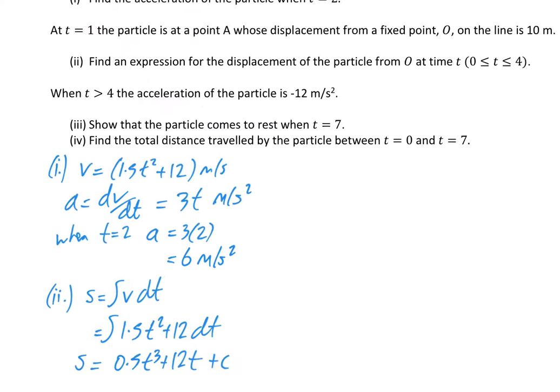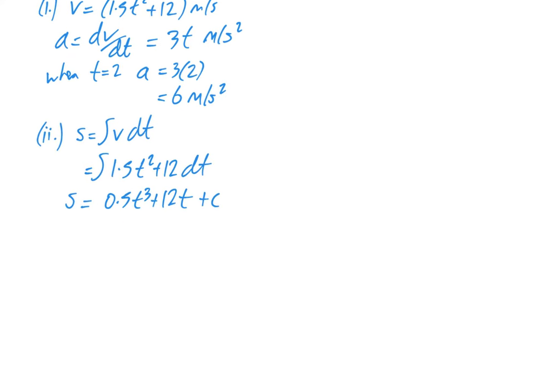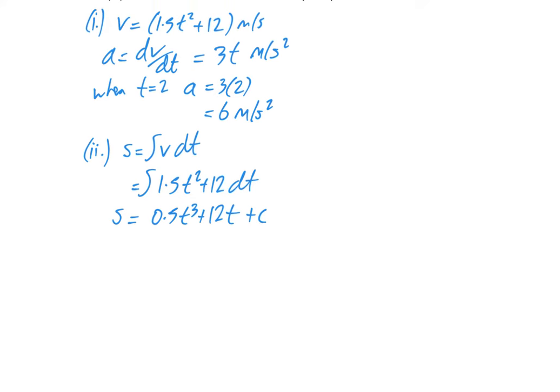And you also know, it tells you in the lead up to the second question, at t equals 0, the particle's at a point A, whose displacement from the fixed point O on the line is 10. So basically it tells you when t is equal to 1, s is equal to 10 is the information you've got. So fire those in to your s.